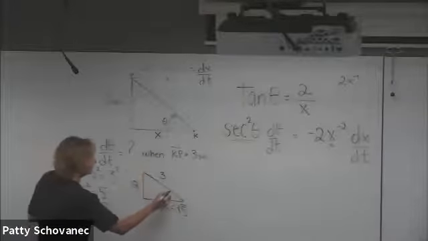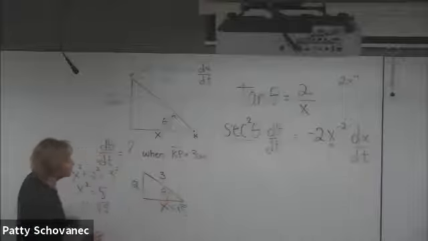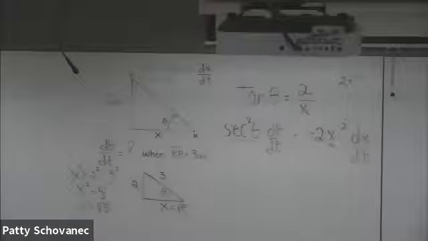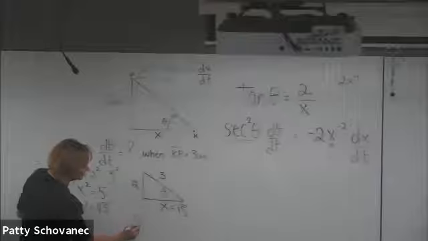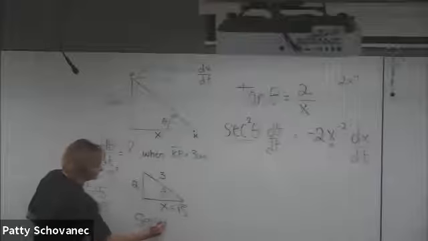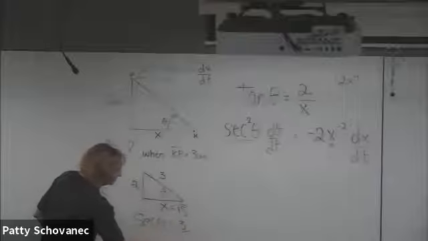Got the x to fill in there. Now I want you to look at the picture and tell me what the secant of that angle is at that instant. Good. Hypotenuse over adjacent. The secant of that angle is the hypotenuse over the adjacent.